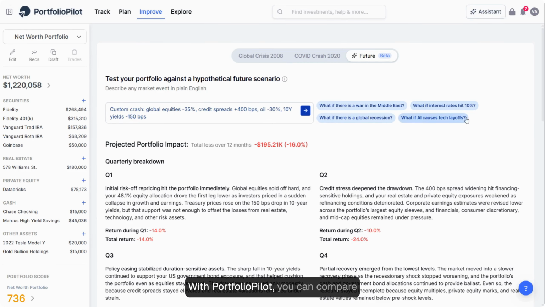With PortfolioPilot, you can compare past crises, test future scenarios, and use the AI assistant to build custom market simulations tailored to your portfolio.